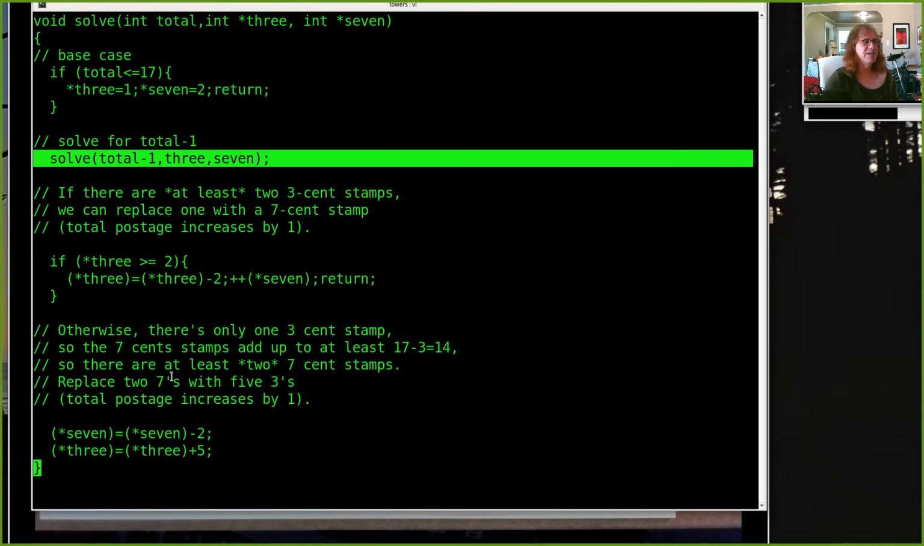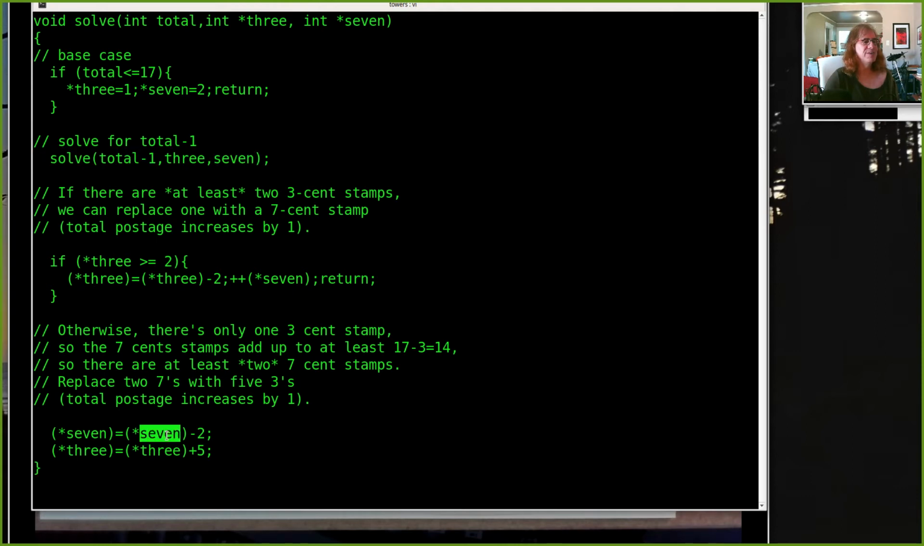And if that was not the case, then we know that this number of 7s is at least 2, so subtracting 2 leaves it as non-negative. And adding 5 to the number of 3s gives us an integer number of 3s. And this will subtract 14, and this will add 15, so the sum we get when we add these together will be the sum we got up here, plus 1. Well, the sum of the 3s and 7s from here was total minus 1. When we add 1, we'll get total. And so whichever section of code fires, when solve returns, total will be equal to the number of 3s times 3 plus the number of 7s times 7.